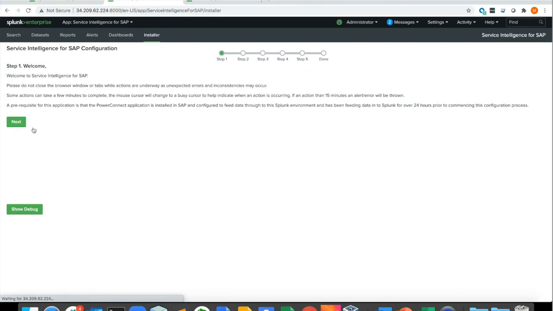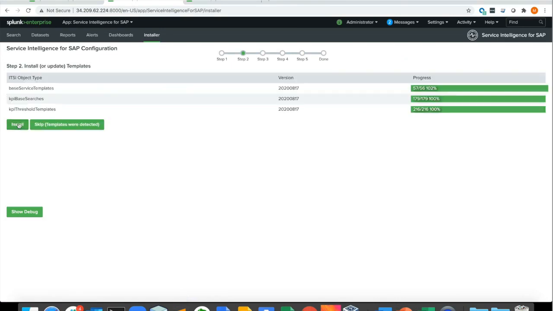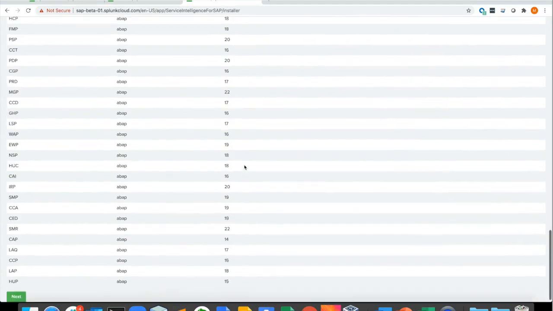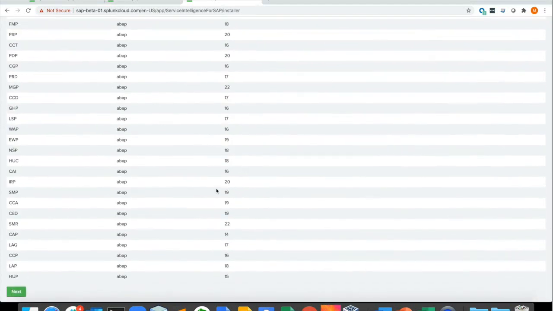The installer app first discovers the various SAP instances, and then it makes sure that the most recent version of the key performance indicator templates is being used. After that, it figures out which SAP instances may be missing some data types. So it lists out the various instances that are available for installation and the various data types that may be missing in order to light up all the different out-of-the-box key performance indicators.